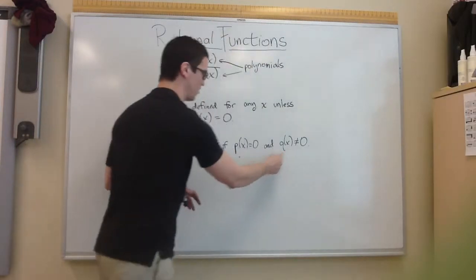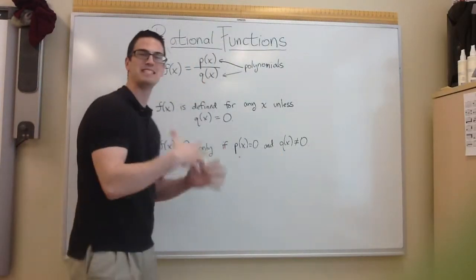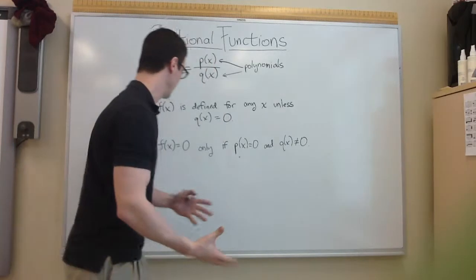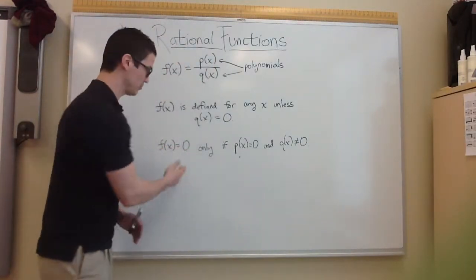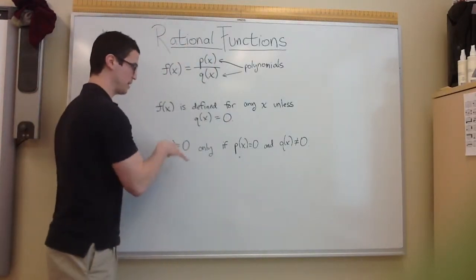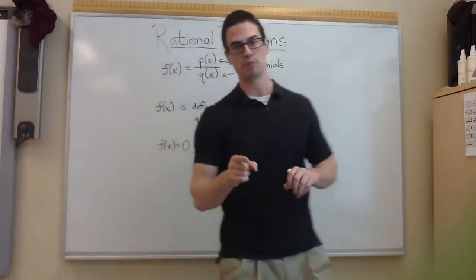So if q of x was 0 and p of x is 0, that would be 0 divided by 0. You can't do that. And 0 divided by 0 is not 0 in this case, so it would not actually be a root. Important to understand that.